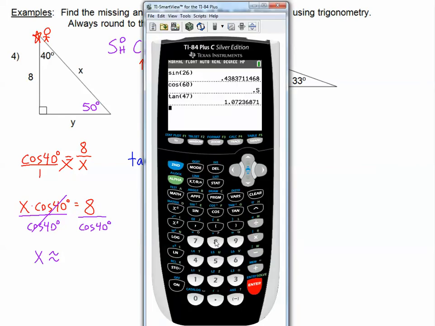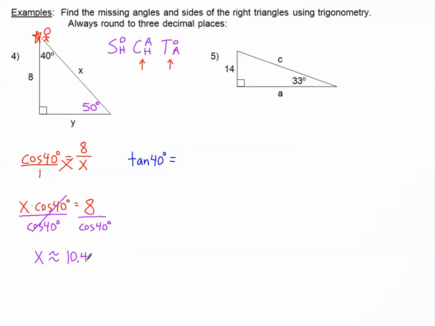And let's see what I have. 8 divided by the cosine of 40 degrees. Close that parenthesis, of course. Enter, and I have a side length of 10.443. Great.